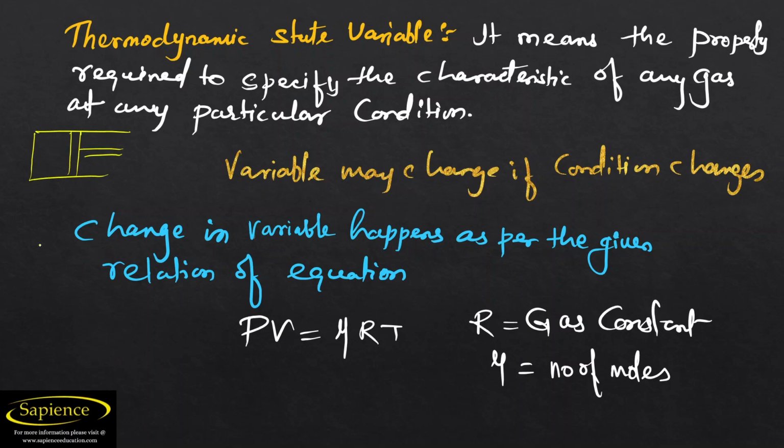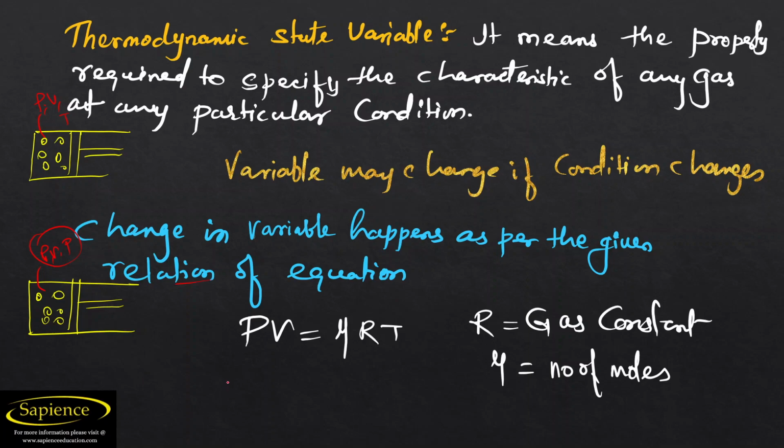There is a piston and cylinder, and there is another piston and cylinder. How will you define the property of the gas inside both the piston and cylinder? The only characteristics we will be able to define are pressure, volume, and temperature. Here also, pressure, volume and temperature are required. So the change in a variable happens as per the given relation.